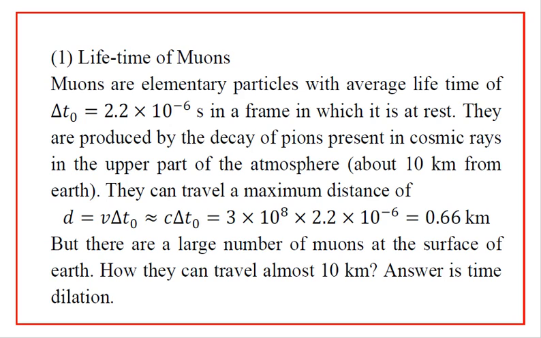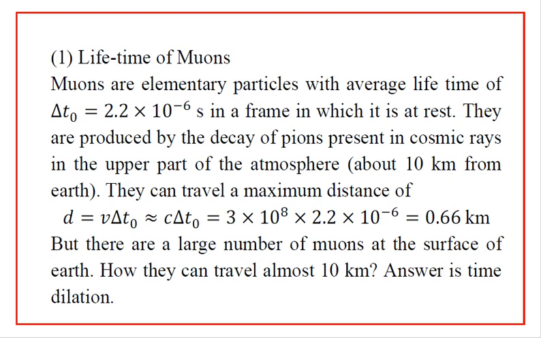After their generation, the muon can travel a maximum distance equal to speed times time. If we assume the muon is traveling with a velocity close to the speed of light, we can approximately take it as c × Δt0. So 3 × 10^8, which is the speed of light, times the proper lifetime of muon, 2.2 × 10^-6, we will get 660 meters, or 0.66 kilometer. So this is the maximum distance expected to be traveled by the muon.